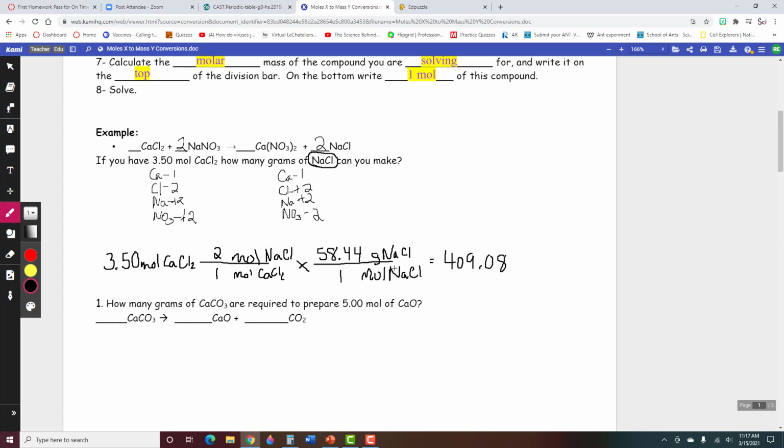Alright, so then for units, let me switch to red. Diagonal units cancel when you divide. Moles of CaCl2 cancels moles of CaCl2. Moles of NaCl cancels moles of NaCl. This leaves me with just one unit. It should always be your top unit, and that is going to drop after your problem. So this should be grams of NaCl.